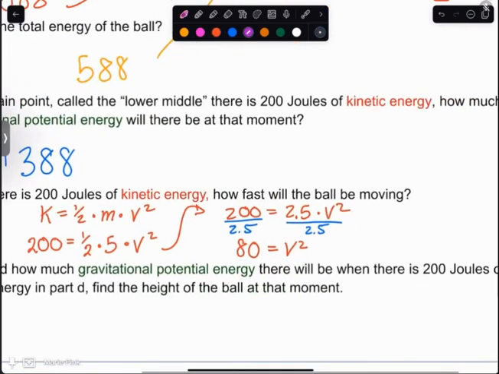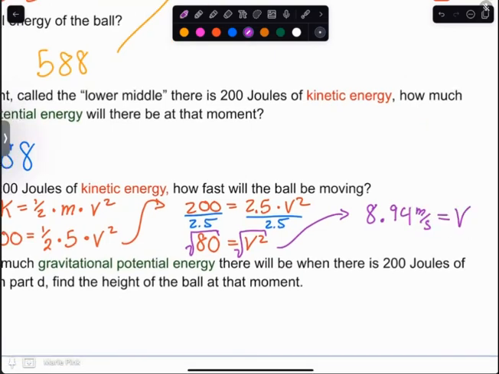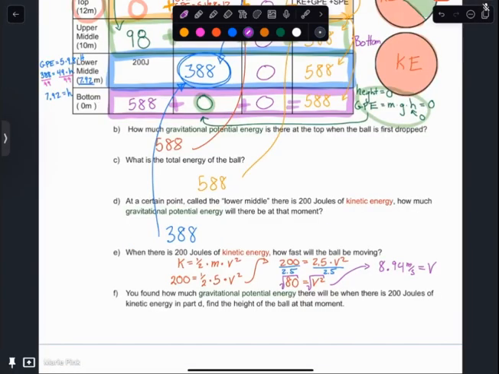The opposite of square is square root. You square root both sides, and I end up with 8.94. And for part F, we already found the height at that point up here. We already found the height of 7.92 using the gravitational potential energy equation and solving for height. So this is 7.92 meters. If you've got questions, let me know.